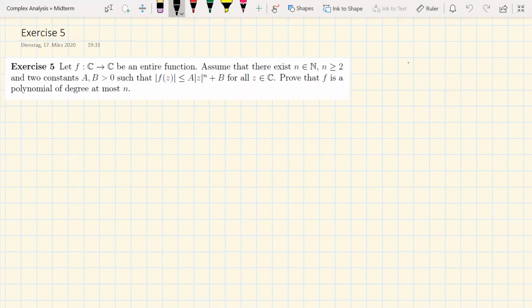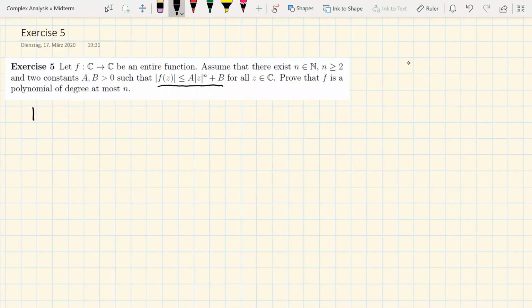Come now to the last exercise. So here we have an entire function. This function is holomorphic and defined on the whole complex plane. And we know that the norm of this function doesn't grow too much. We know there exist these two constants, a and b, such that the norm of f is less or equal than a times norm of z to the n. We want to prove that this implies that f is a polynomial of degree at most n.